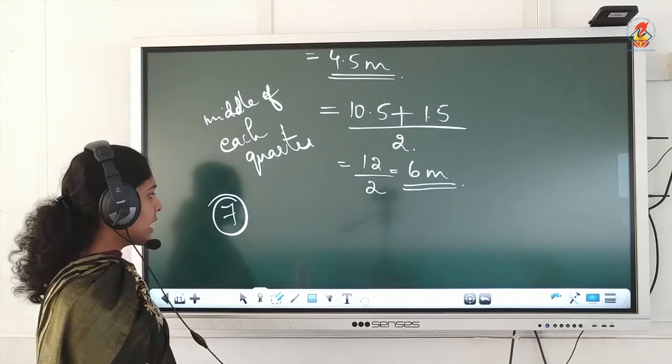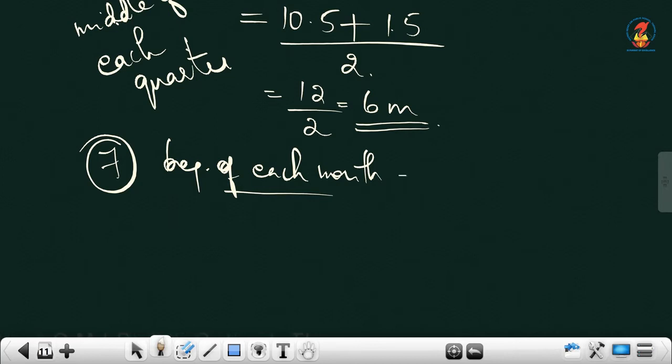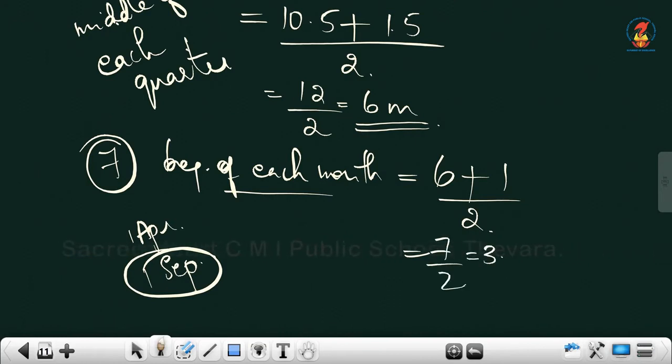Below that you write the subhead: in the beginning of each month. Withdrawal happening in the beginning of each month, but we are considering only for 6 months, not for one full year. So first April you withdrew first. After that how many months we have? Whole 6 months. We are considering only for half of the year. So 6 months. Plus last withdrawal would be on 1st of September, since we are considering for only 6 months. So after 1st of September, it will be 1 month left. Last withdrawal will be 1 month. 6 plus 1 by 2 or 7 by 2. You can write 3.5 months.